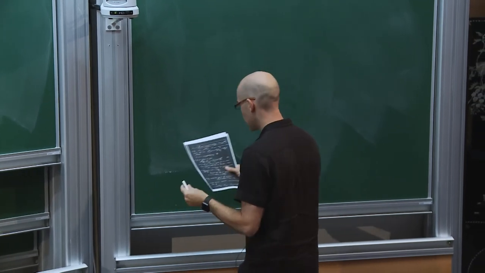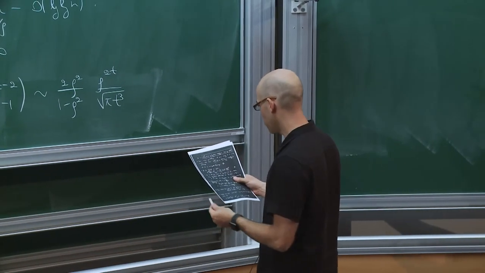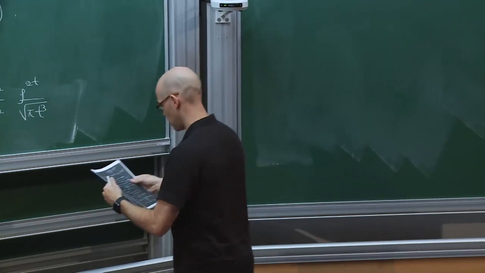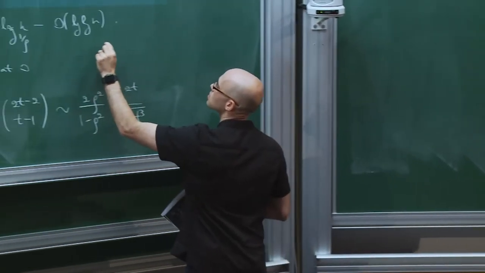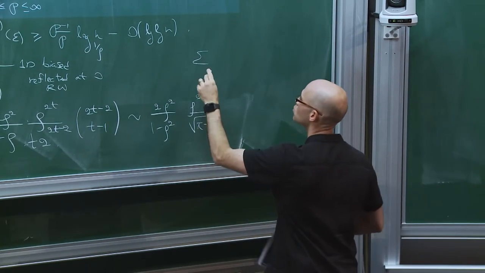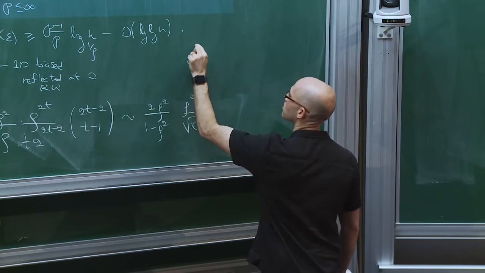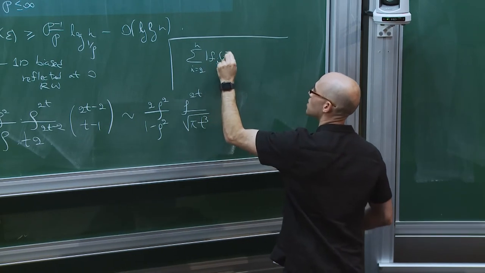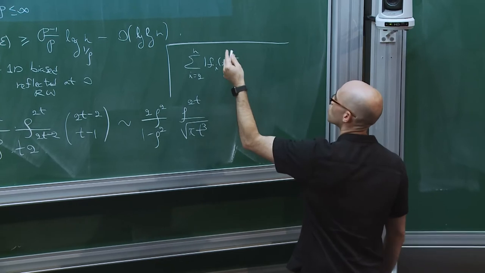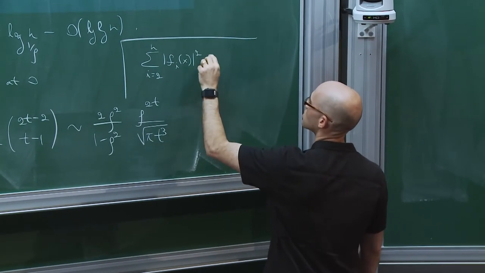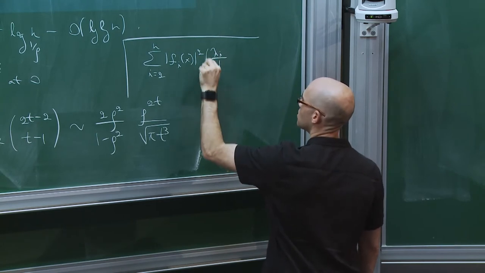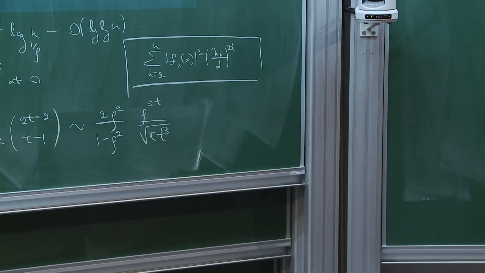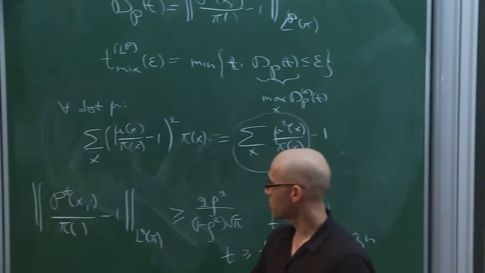For the upper bound, all that you need to do is remind yourself of the fact that we can write the L2 distance as a summation over i running from 2 all the way to n. Now we have something like this. This is something that we did write on the board last time. We have f_i evaluated at x squared, and now we have lambda_i divided by d to the power of 2t. This was a different formula, it was an equality for this distance.